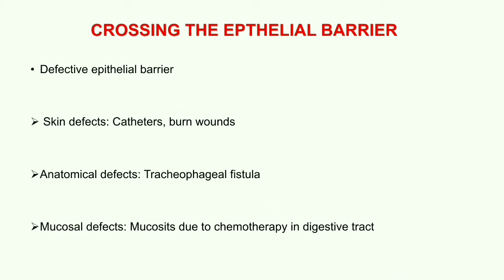Breakdown of epithelial barrier can be brought about by extensive use of drugs or chemotherapeutic agents to treat cancer. An example is mucositis caused due to extensive chemotherapy in the gastrointestinal tract. This predisposes the patient to various systemic infections which can either be caused due to microorganisms which invade from outside or opportunistic infections due to the own microflora.